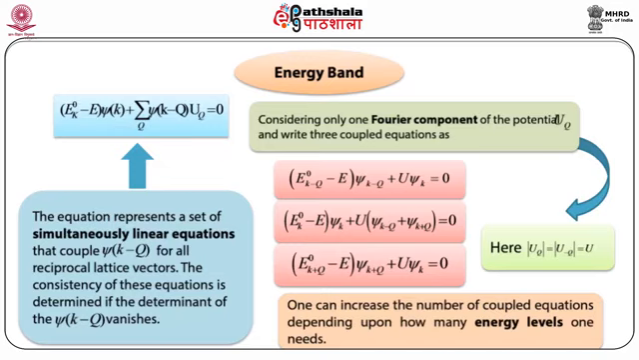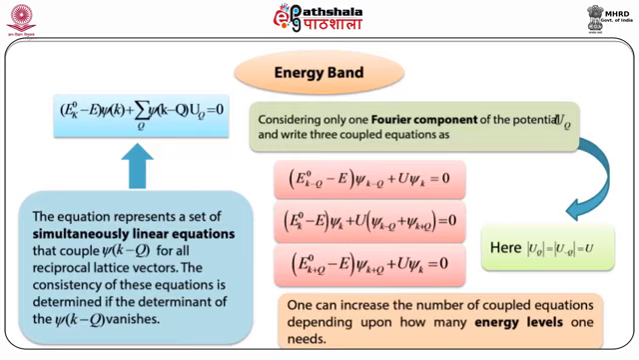Let us consider only one Fourier component of the potential, U_Q, and write three coupled equations. The first equation: (E^0_{k-q} - E) φ_{k-q} + U φ_k = 0. The second one: (E^0_k - E) φ_k + U (φ_{k-q} + φ_{k+q}) = 0. The third: (E^0_{k+q} - E) φ_{k+q} + U φ_k = 0, where |U_q| = |U_{-q}| = U. That is, we have taken this.